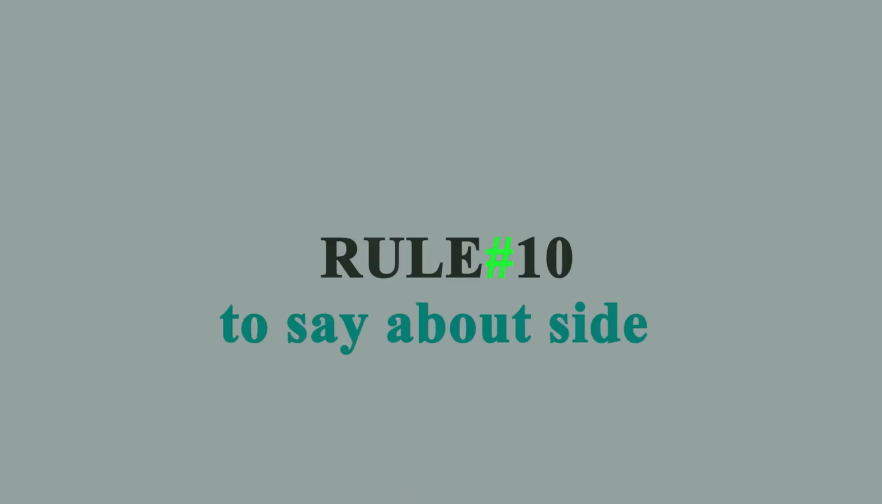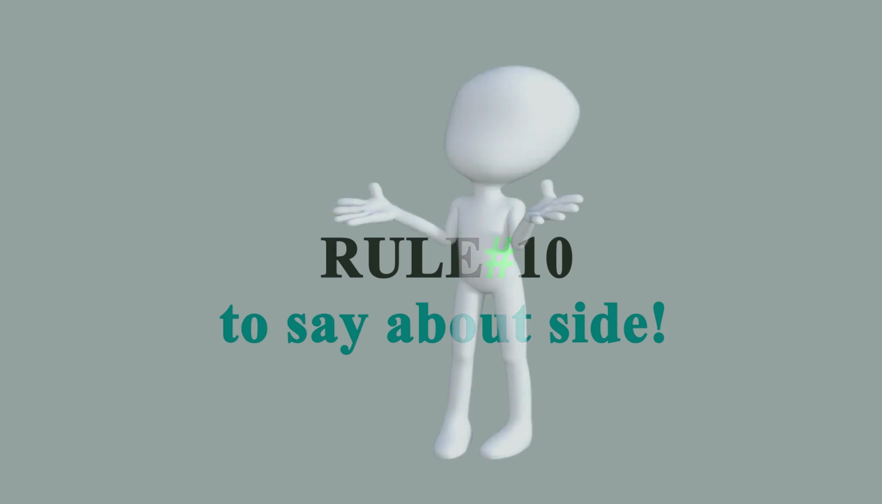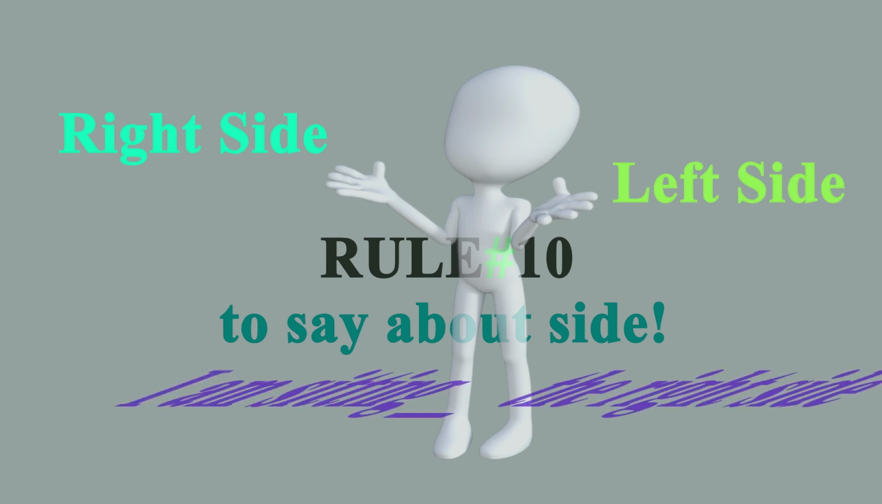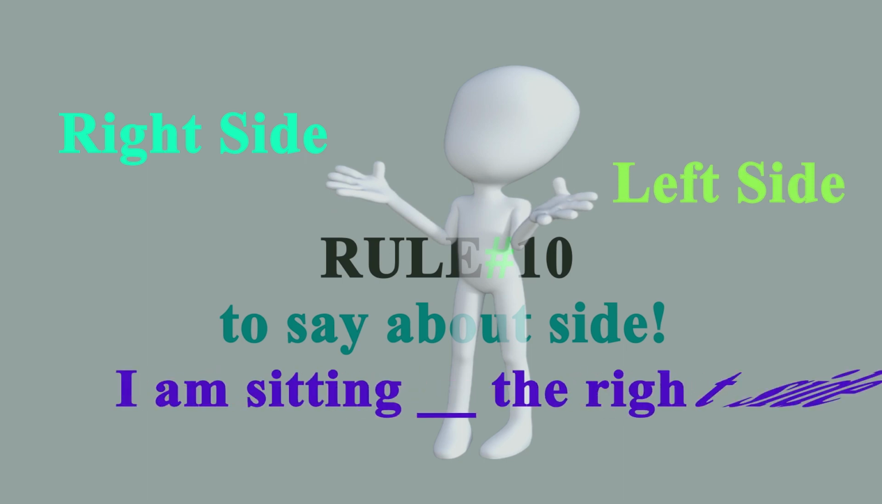Rule 10. To say about side. If we say about the right side, or if we say about the left side, we will use the preposition on. I am sitting on the right side, or I am sitting on the left side.